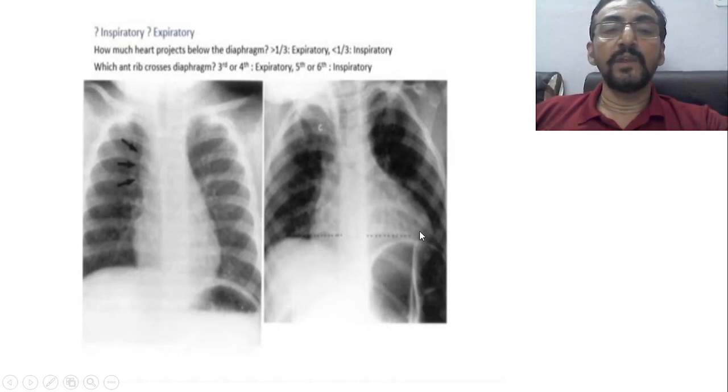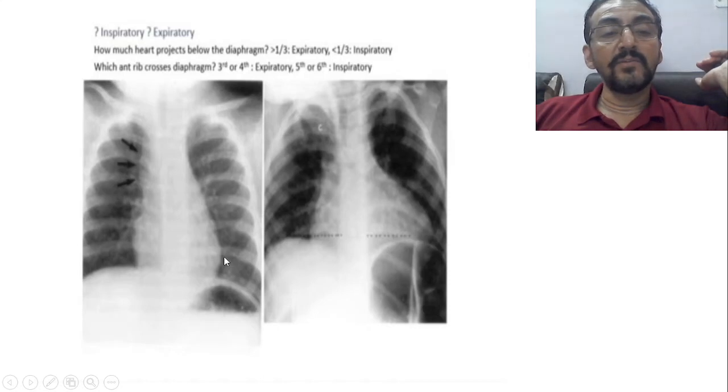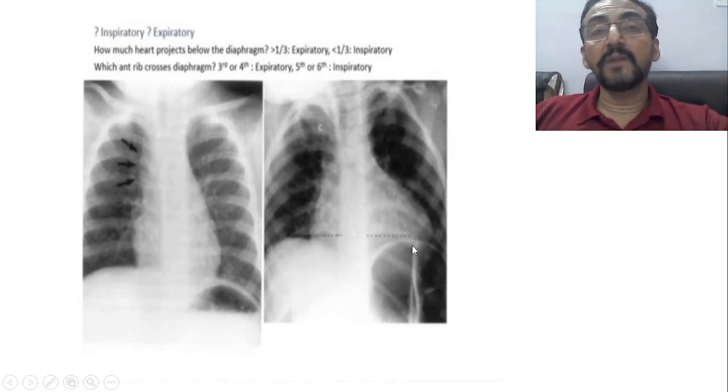Now here if you see, how much of the heart shadow is over the diaphragm? If the heart shadow over the diaphragm is more, then it is expiratory. If the heart shadow over the diaphragm is very less, then it is inspiratory. This is number one. Another is you start counting the ribs.